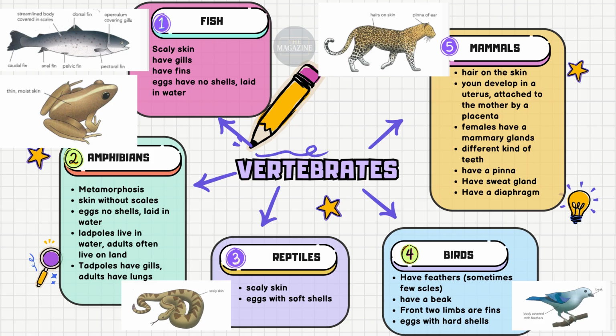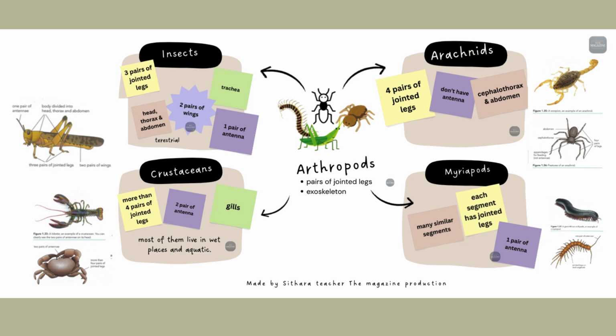What is the diaphragm? It is located between the upper and lower parts of the body, and it helps our respiratory system. We will discuss it in the future under the respiratory system. So, on the next slide, you will see arthropods. Let's move to that.